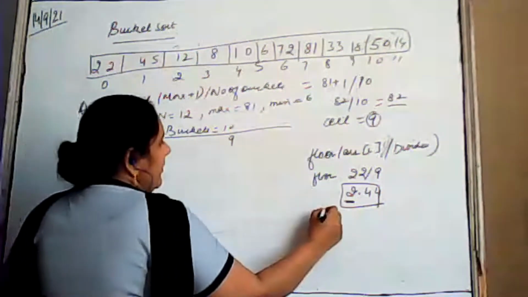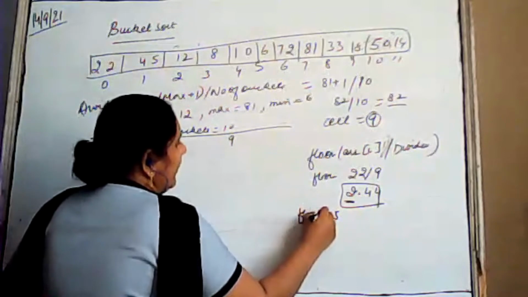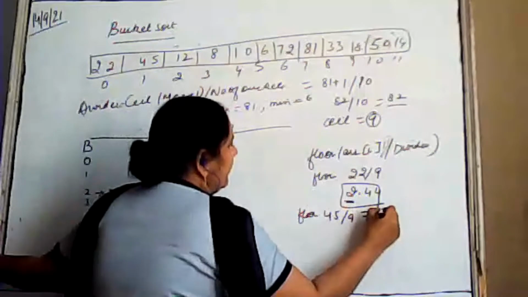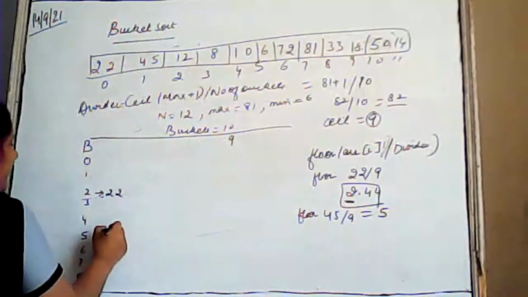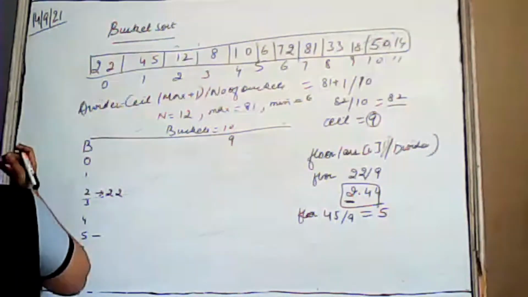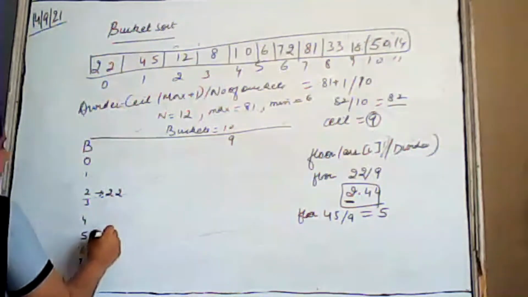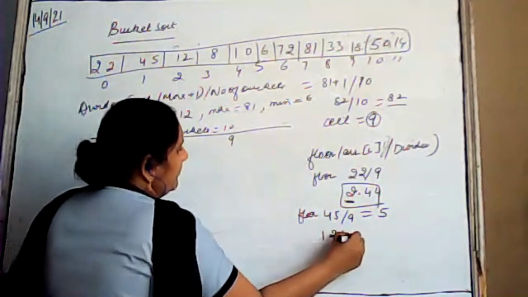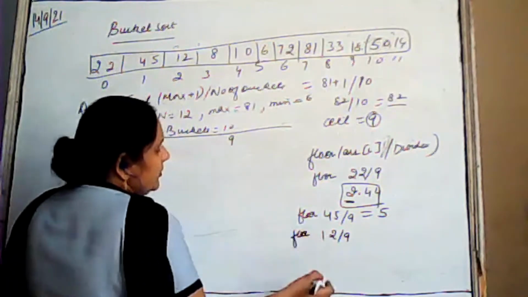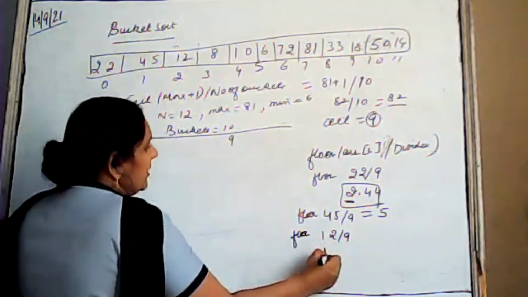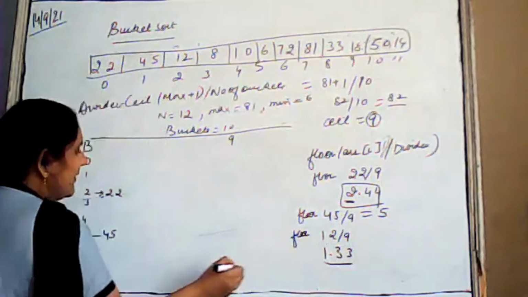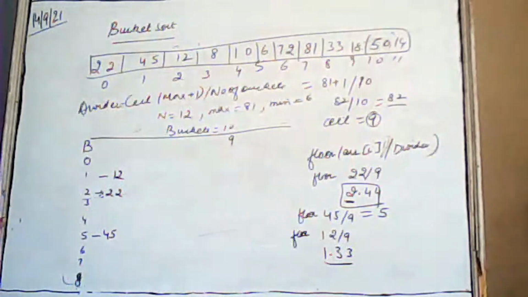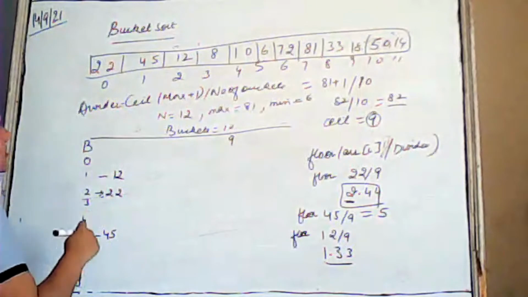Next is 45. Floor of 45 by 9. Assign it to bucket number 5, since 9 5s are 45. Fine. Next number is 12. So 12 by 9 floor value becomes 1, since 9 1s are 9, 9 3s are 27. So assign 12 to bucket 1. Okay. Similarly, we can do it for all the values.